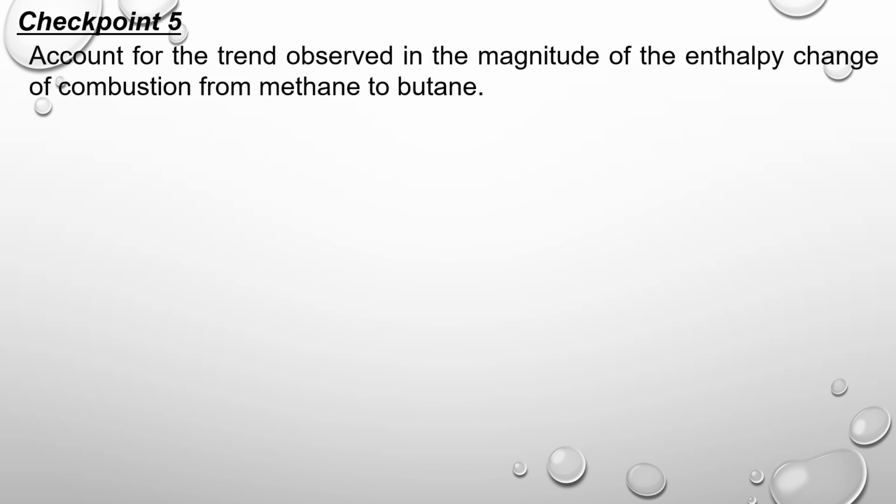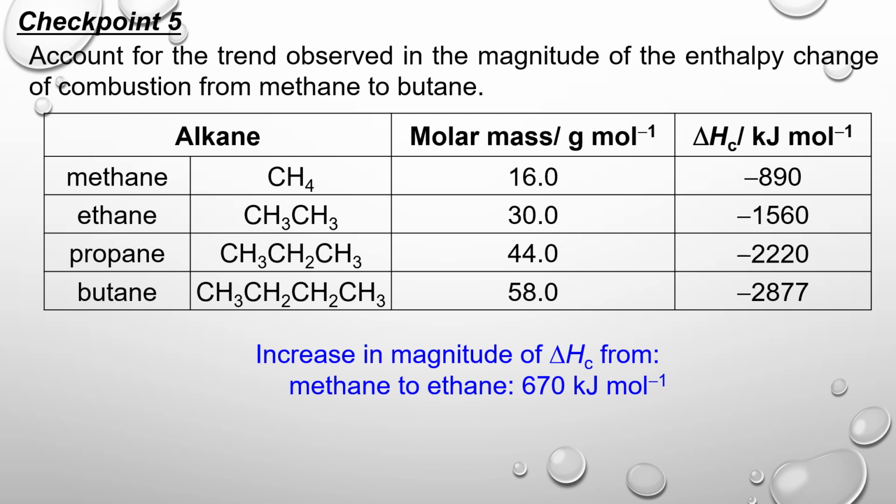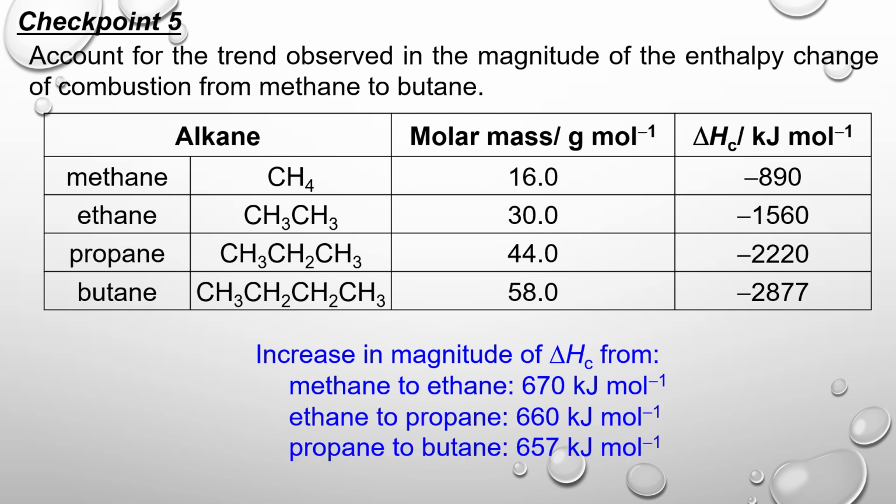Welcome back. So let's take a look at checkpoint 5. You are supposed to account for the trend. Like mentioned, you can look at the table on top and you'll find that the magnitude of the enthalpy change of combustion increases down the group from methane all the way to butane. So the first observation is that there is an increase in magnitude of the enthalpy change of combustion from methane to ethane, ethane to propane, and then propane to butane. So this is your observation.